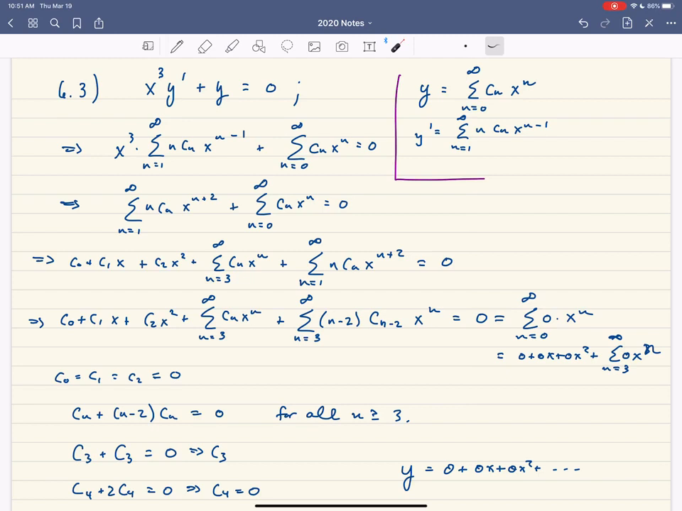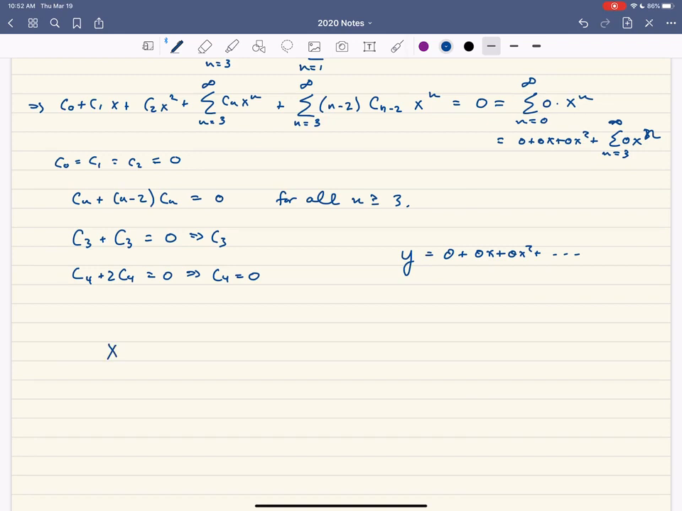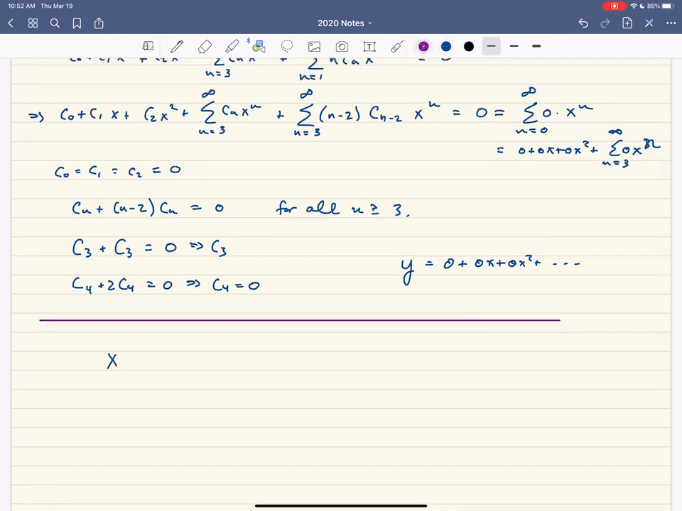It turns out our problem was assuming that we could write y as a power series. So let's start again here. Rather than write x cubed y prime plus y equals 0, we could write our differential equation as y prime plus 1 over x cubed y equals 0.